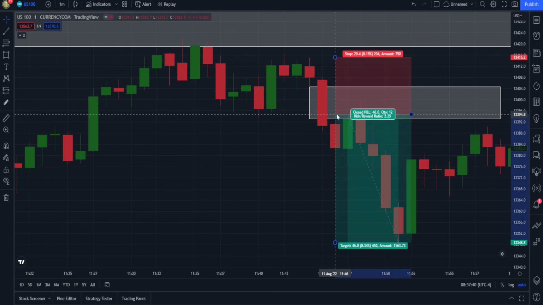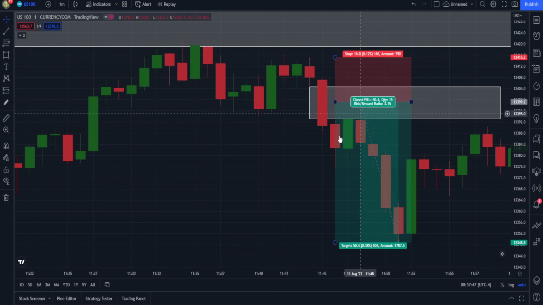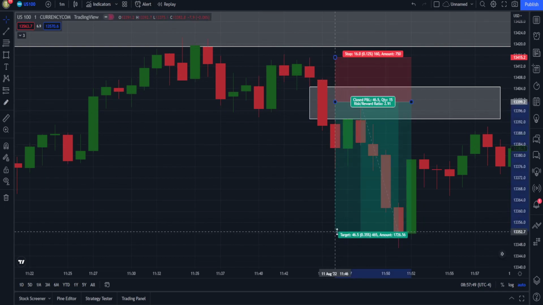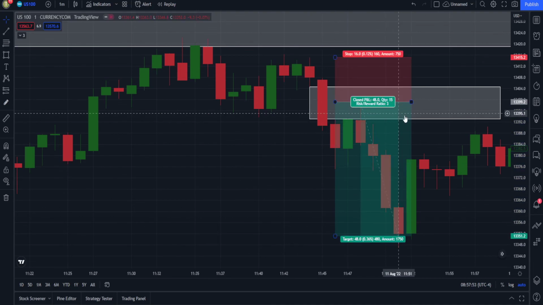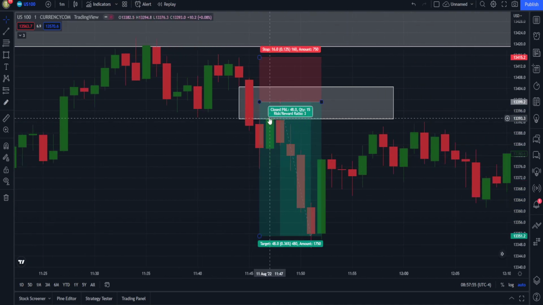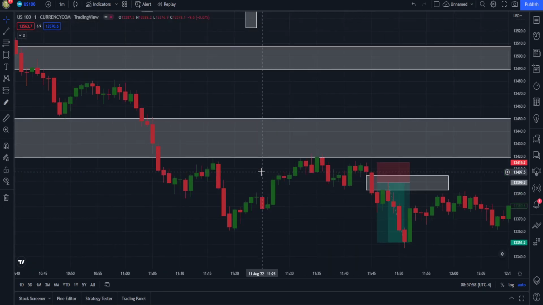Or you put the entry right at the halfway mark of the gap, right? You enter there and you take a 3R instead, which should have been down here still. So there would have been your trade right there. Perfect. That's it.